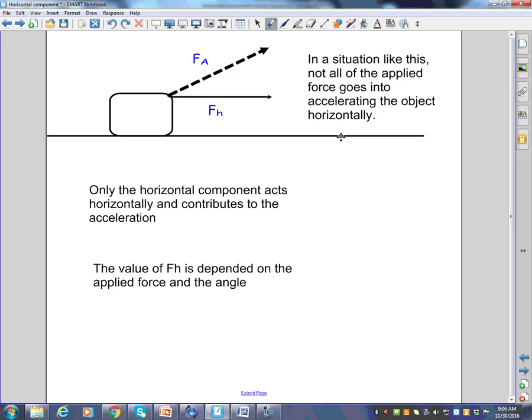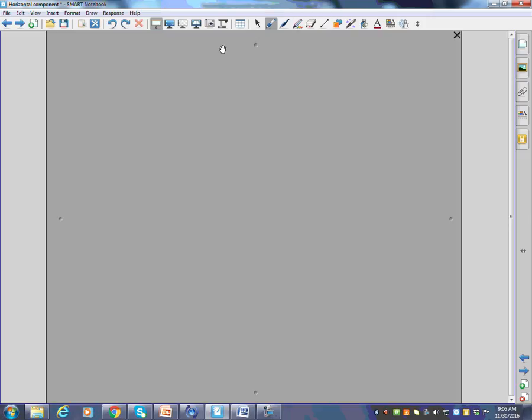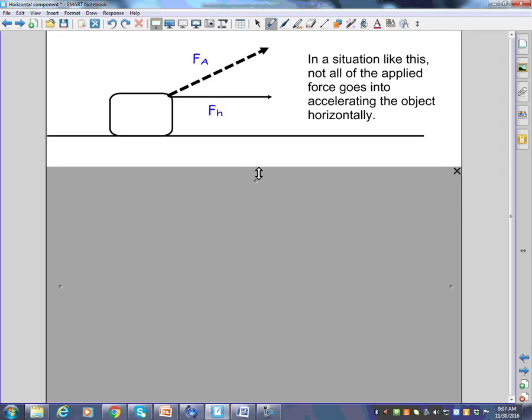That's kind of the whole basic. Let me sort of review that now using some more terminology and go more in depth. So in a situation like this, not all of the applied force goes into accelerating the object horizontally. Not all of it. Right? And again, as always, don't feel like you have to write everything down. Like, please don't draw the picture again. Right? So FAX is the part of the force that is accelerating it horizontally.